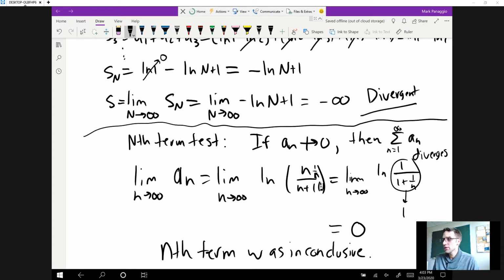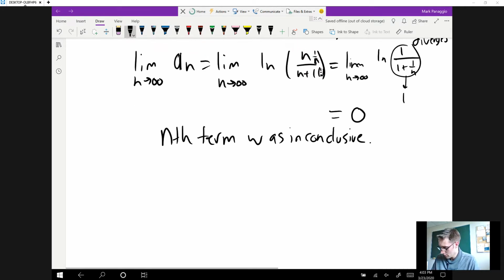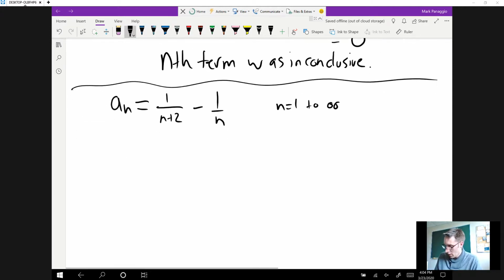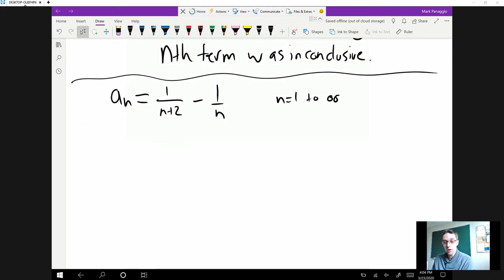All right, let's try another example. Let's look at the series made up of the following terms: 1 over n plus 2 minus 1 over n. And again, from n equals 1 to infinity. All right, and so as before, we're going to start by trying to find an expression for the partial sums. And then once we've got the partial sums down, we'll take a limit to see what the sum approaches. And so we'll first compute the individual terms and then the sums.